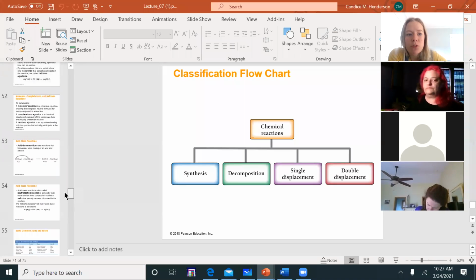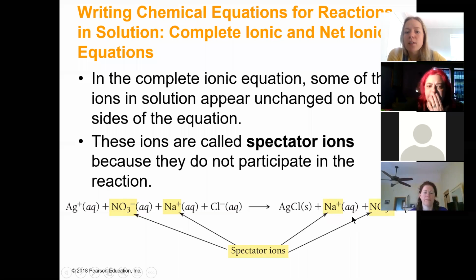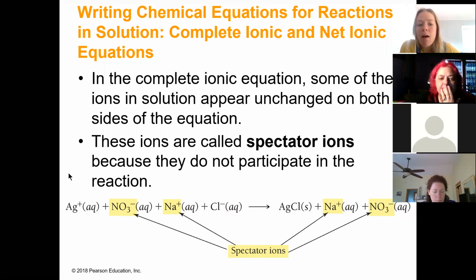So just kind of conceptually, what's going on with the spectators? Okay, so what's happening with the spectators is you've written your complete ionic equation, right? You've broken up everything into its aqueous ions. The things that are the same on both sides and aren't involved in the equation are known as the spectators. So do you see here how it's NO3 by itself, and then over here it's also NO3 by itself?